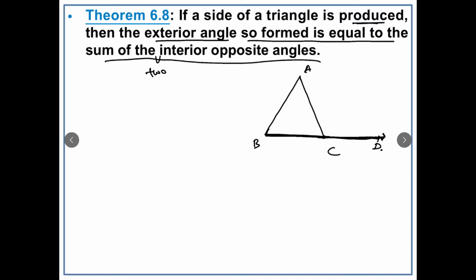So this will form an exterior angle, that angle will be here, this is the exterior angle, which is formed when we extend one side of this triangle, that is side BC, till point D. Then this angle will be equal to the sum of the two interior opposite angles. The interior opposite angles to this angle are angle A and angle B. That means if you add the measure of angle A and B, you will get that equal to the exterior angle.